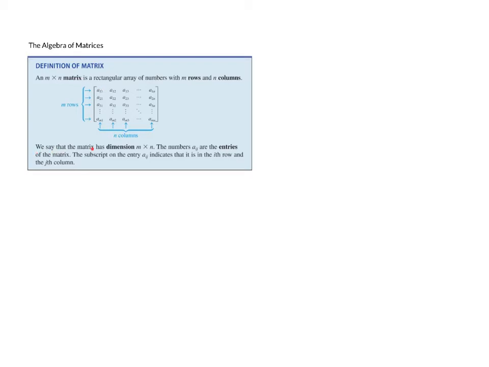We say the matrix has dimension M by N. The numbers A sub ij are the entries of the matrix. The subscript of the entry A sub ij indicates that it's in the ith row and the jth column.